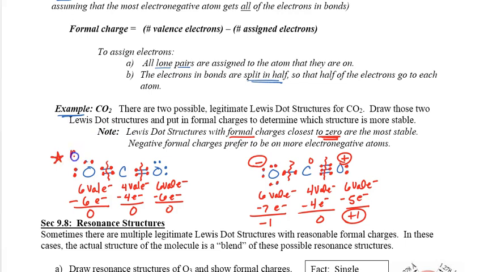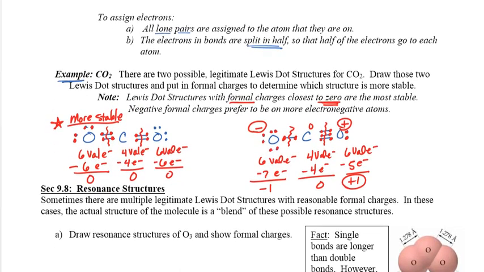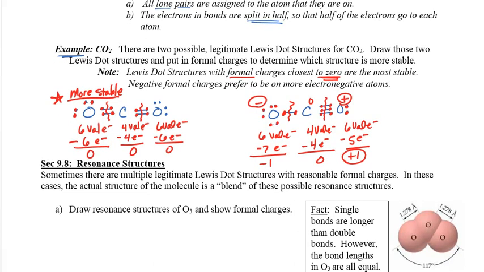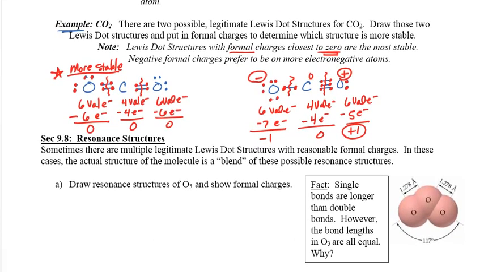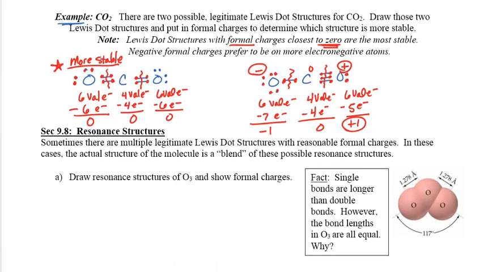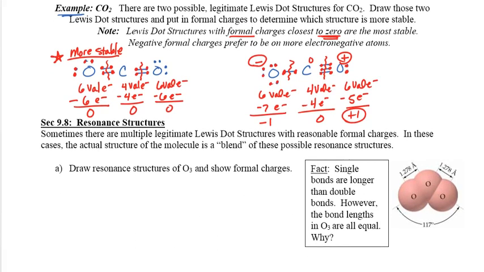And it turns out in this case, when you have no formal charges, that just makes it so much more stable. So really, CO2 really looks like this structure, and it really doesn't look like this at all. Okay? So formal charges can help us see whether a Lewis dot structure really is very stable or not. Okay? We're going to be using formal charges again when we do resonance structures.